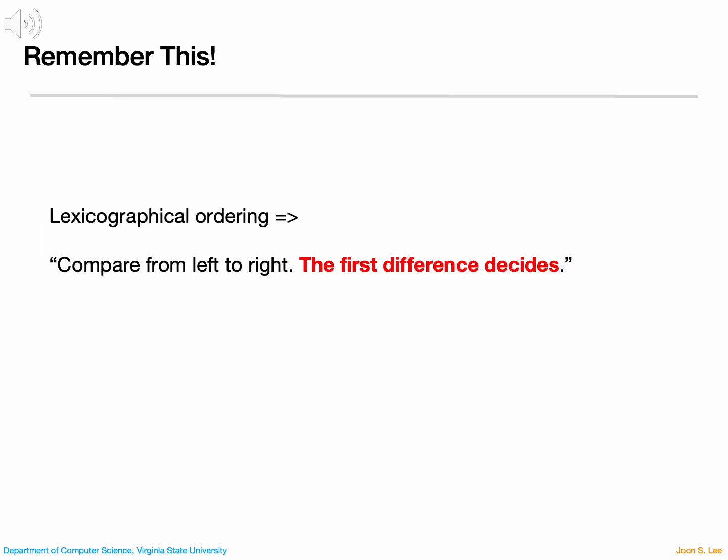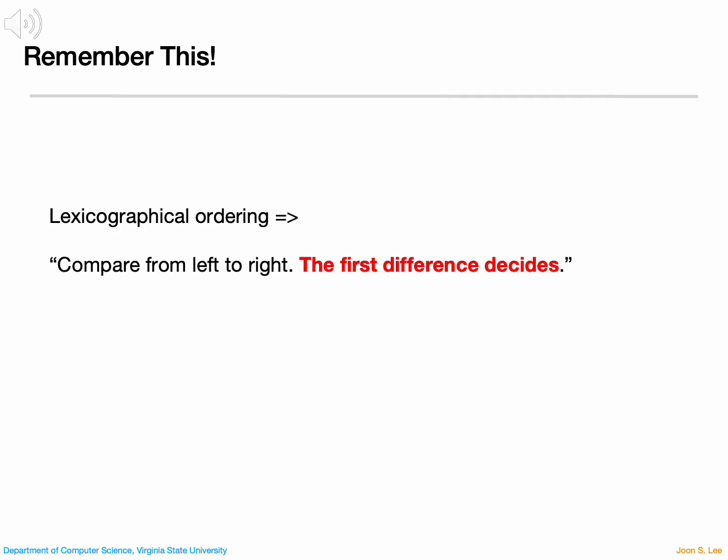Lexicographical ordering means this: compare from left to right. And most importantly, the first difference decides. As soon as Python finds two elements that are not equal, it stops comparing and makes the decision right there. So don't overthink it. Left to right, first difference decides.